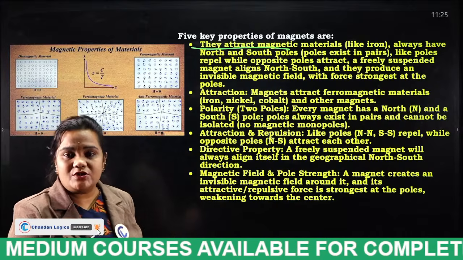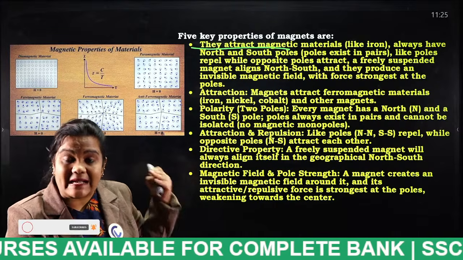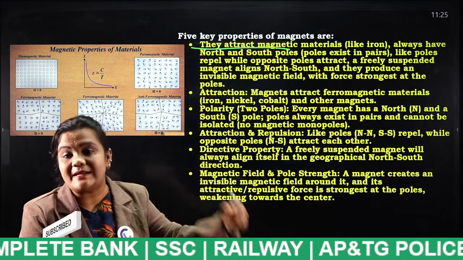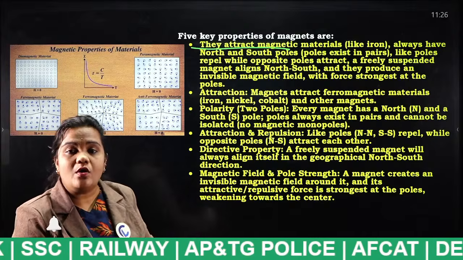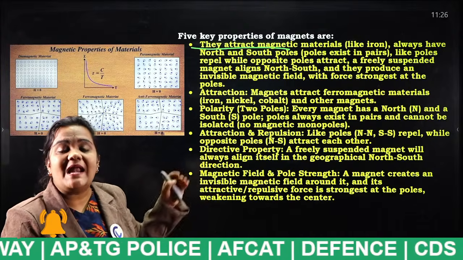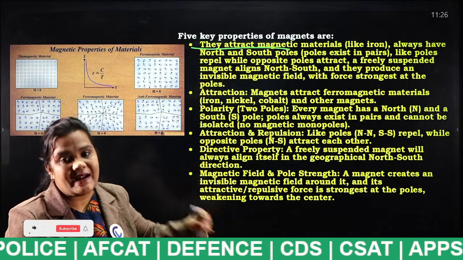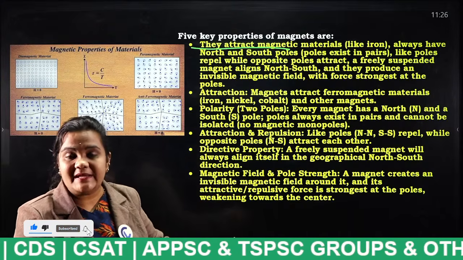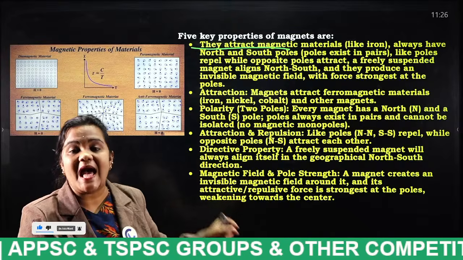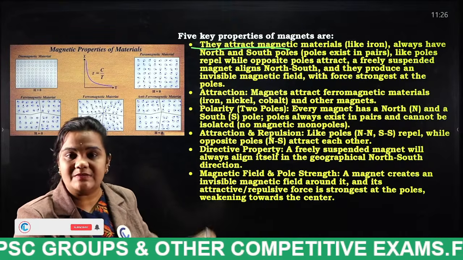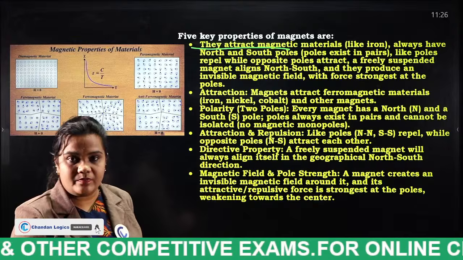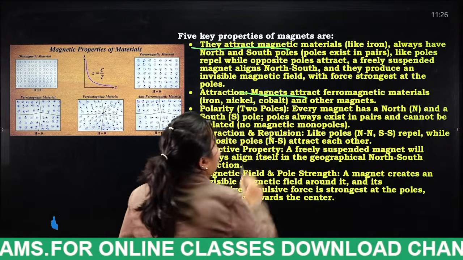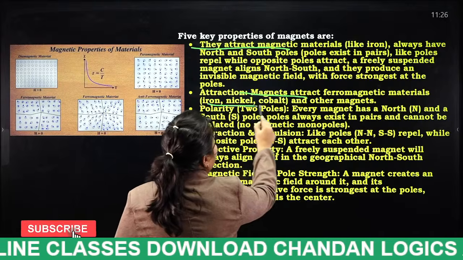So what are they saying, students? Magnets always attract materials which have strong magnetic properties. As we all know, what is the law of magnetism? Like poles repel, unlike poles attract. Compared to all other materials, which material has the strongest magnetic properties? Iron. Magnets attract ferromagnetic materials: iron, nickel and cobalt.